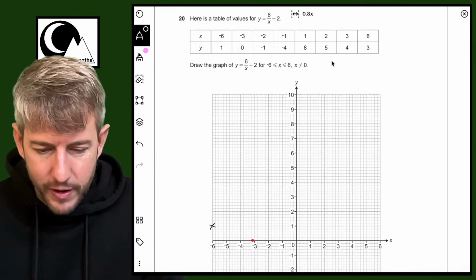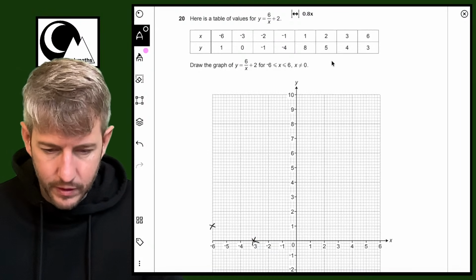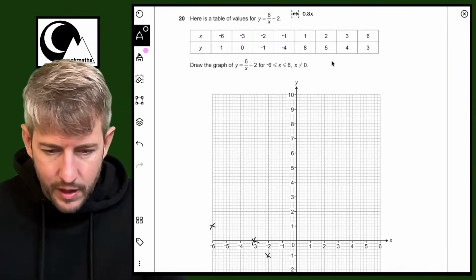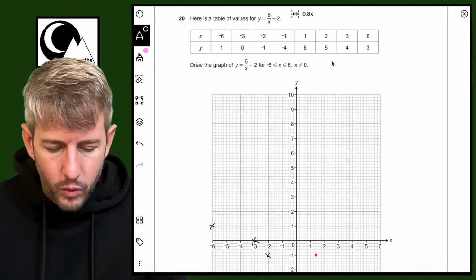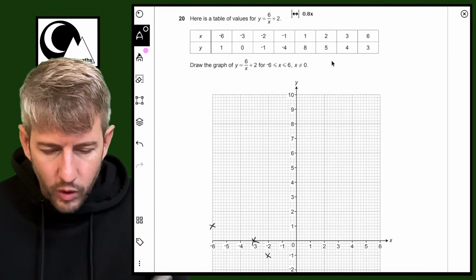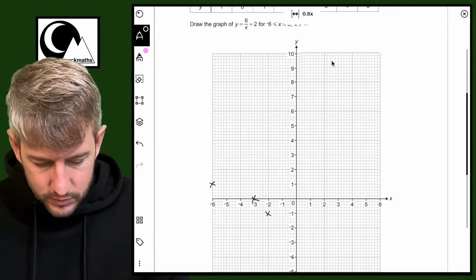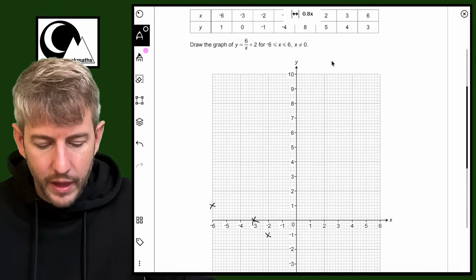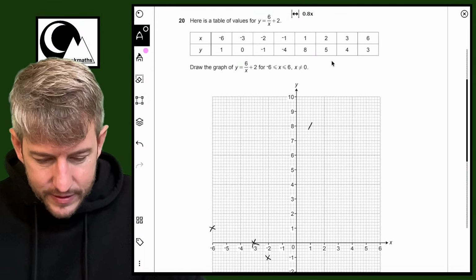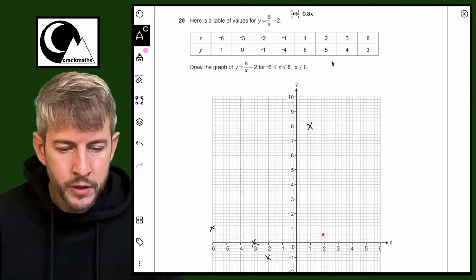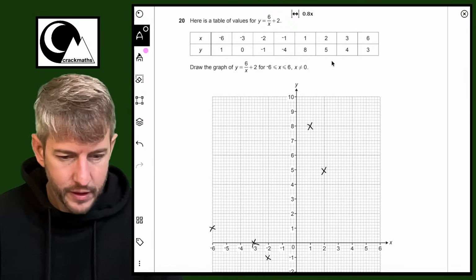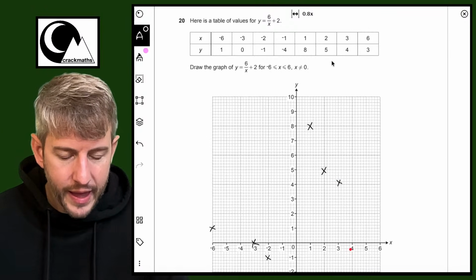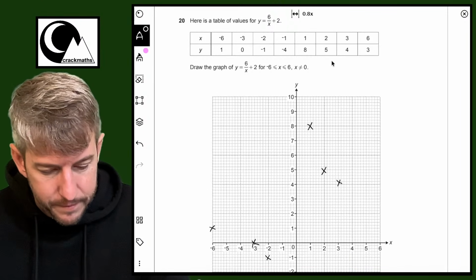X is minus 3, y is 0. X is minus 2, y is minus 1. X is minus 1, y is minus 4. And then we've got here, x is 1, y is 8. X is 2, y is 5. X is 3, y is 4. X is 6, y is 3.